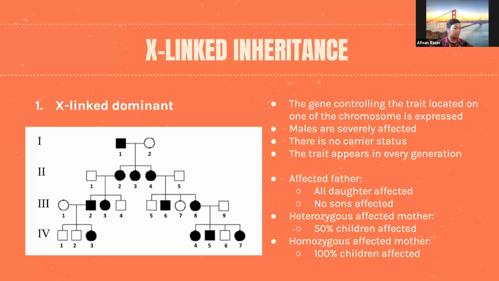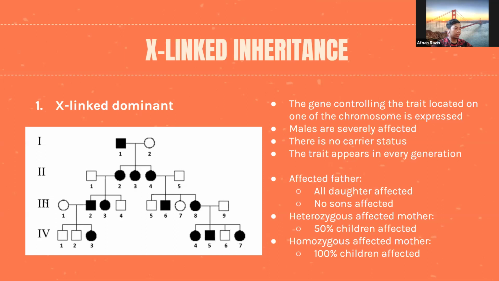So the first one is X-linked dominant. The gene controlling the trait located on one of the chromosomes is expressed. Males are severely affected because a male has only one X chromosome as compared to a female that has double X chromosomes. But females will have less severe symptoms because of X chromosome inactivation, but are commonly affected in the general population. In X-linked dominant, there is no carrier status, while in X-linked recessive, there is carrier status. And the trait will appear in every generation, as you can see in the pedigree diagram here.